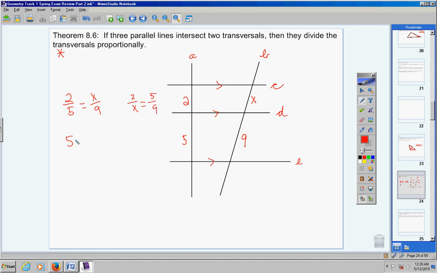5 times x is 5x. 9 times 2 is 18. Divide both sides by 5 and you would get 18 over 5, or 3 3/5, or 3.6. Same thing over here. 5 times x is 5x. 2 times 9 is 18. Divide both sides by 5 and you will get 18 over 5, or 3 3/5, or 3.6. Okay, so make sure you understand this theorem. Three parallel lines cut by two transversals. They divide the transversals proportionally.